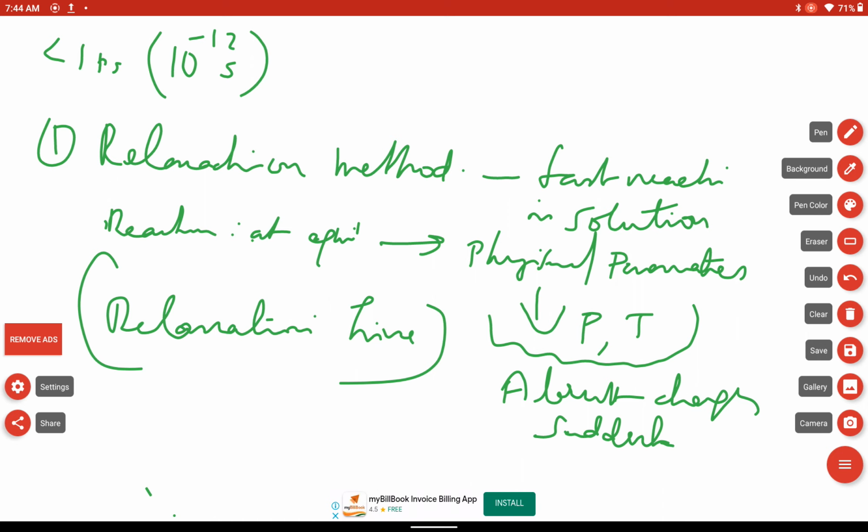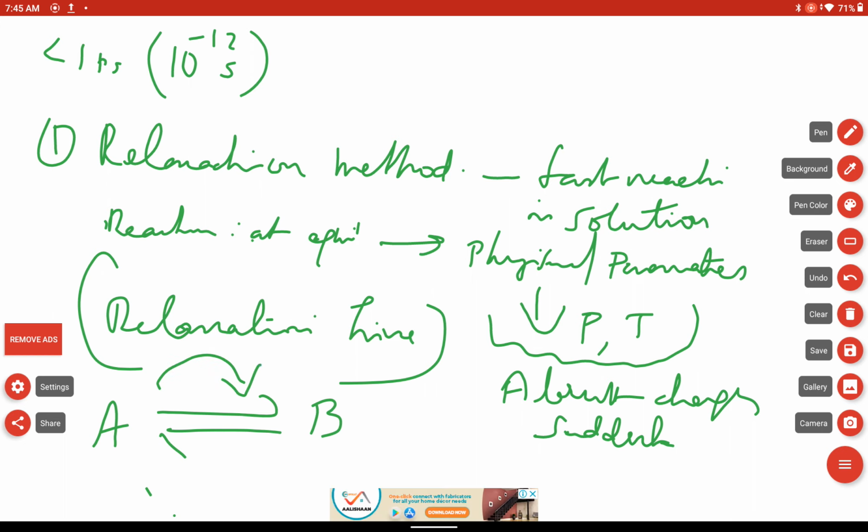That is, this time can be related to, if suppose we have a reversible reaction, it can be related to a forward reaction or to a backward reaction. That is, this time lag, that is the relaxation time, can be related to the forward and the reverse rate constants, which are then examined.